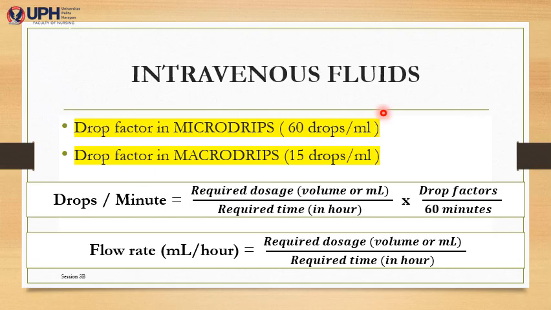Now we learn about intravenous fluid. So you need to understand that we have the micro drips, 60 drops, and then we have the macro drips, 15 drops per mL. And what you need to do when you are calculating its drop per minute is the required dosage in volume divided with the required time in hours. And here you have to divide the drop factors with 60 minutes. And you have also what we call the flow rate. This is what you use the infusion pump. So you have the required dosage divided with the required time, and that has to be in hours. So you get the milliliter per hour from here.